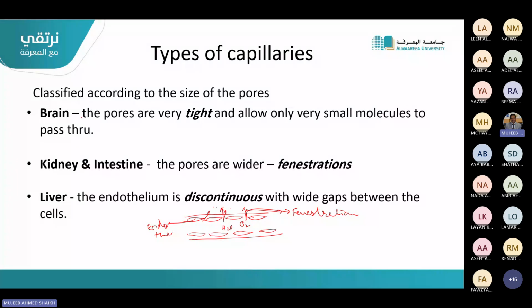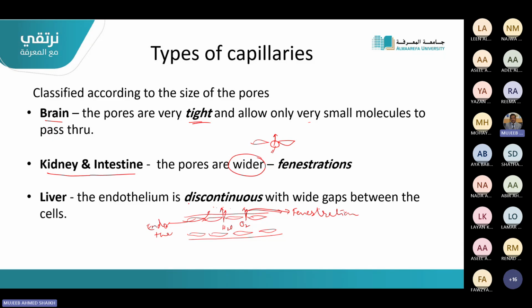The capillaries in the brain have very tight junctions. It will not allow any molecule to easily pass from blood directly to the brain tissue. Otherwise, the brain function will be changed. Also, capillaries in the kidney and intestine have wide fenestration. The hole between the two cells is wider. That's why easy passage of the nutrients as well as the waste products can happen.